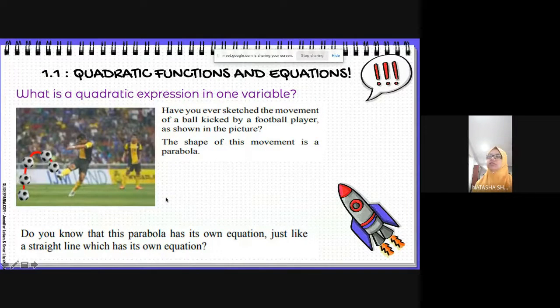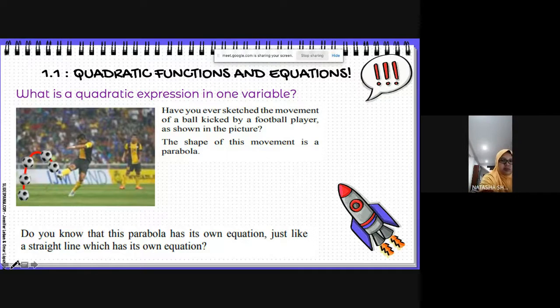Okay, quadratic function. Most of latihan memang semula latihan and notes cikgu memang ambil daripada your textbook. Okay, so 1.1 quadratic functions and equations. Okay, what is quadratic expression in one variable? Okay, so there is a difference about quadratic expression and equation. Okay, ada beza quadratic expression and equation.